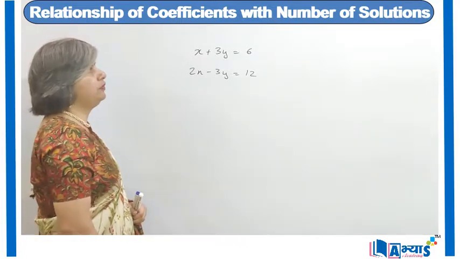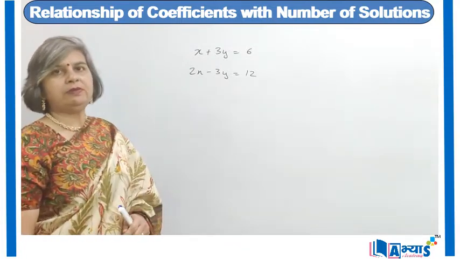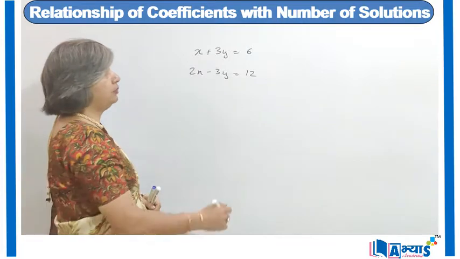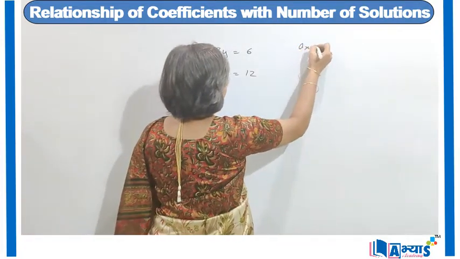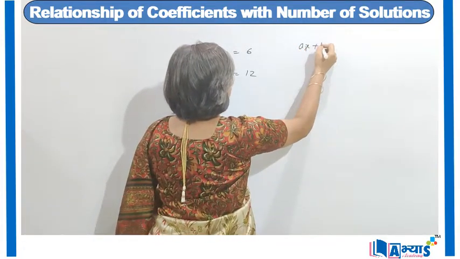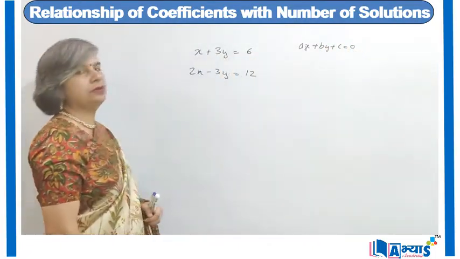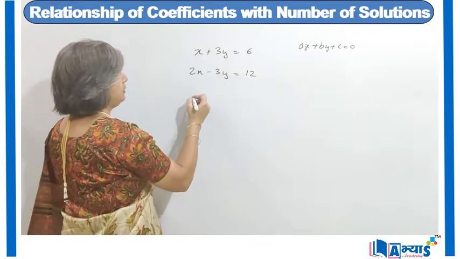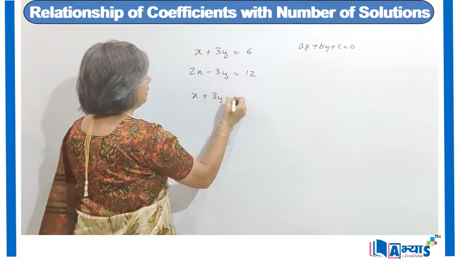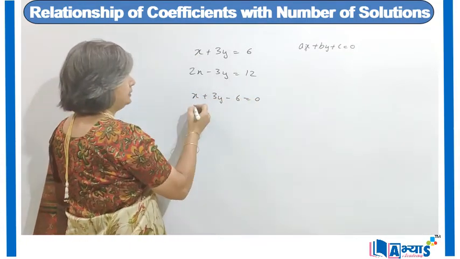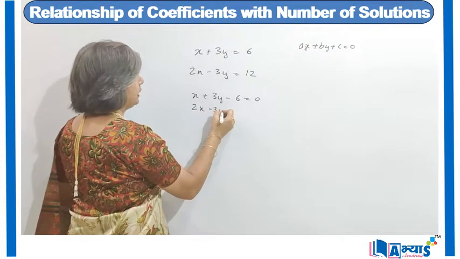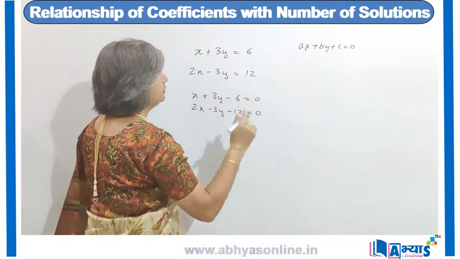So what we will do, we will first convert them into standard form, because the standard form is ax plus by plus c is equal to 0. So the first equation will become x plus 3y minus 6 is equal to 0, and the second equation will become 2x minus 3y minus 12 is equal to 0.